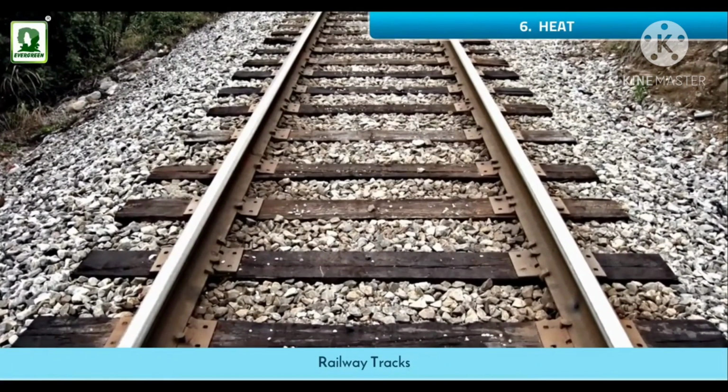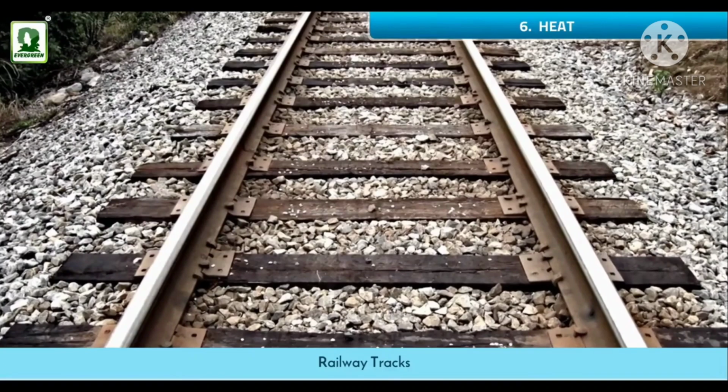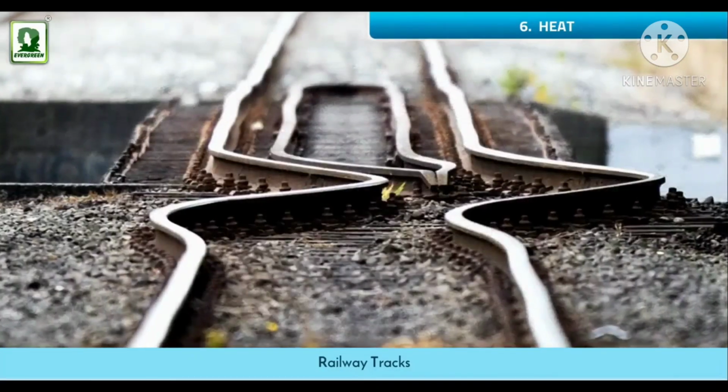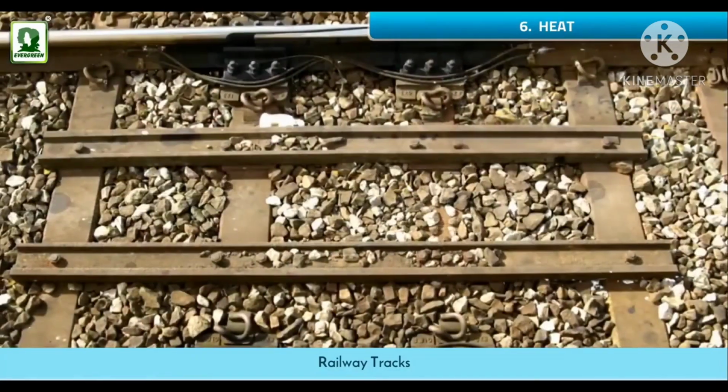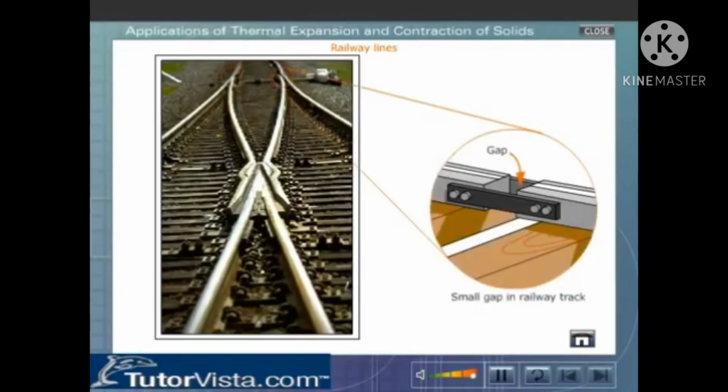Disadvantages of thermal expansion. Long railway tracks consist of many sections of lines. A small gap is left between two rail joints. Otherwise, during summer time, these lines will expand. It causes derailment.